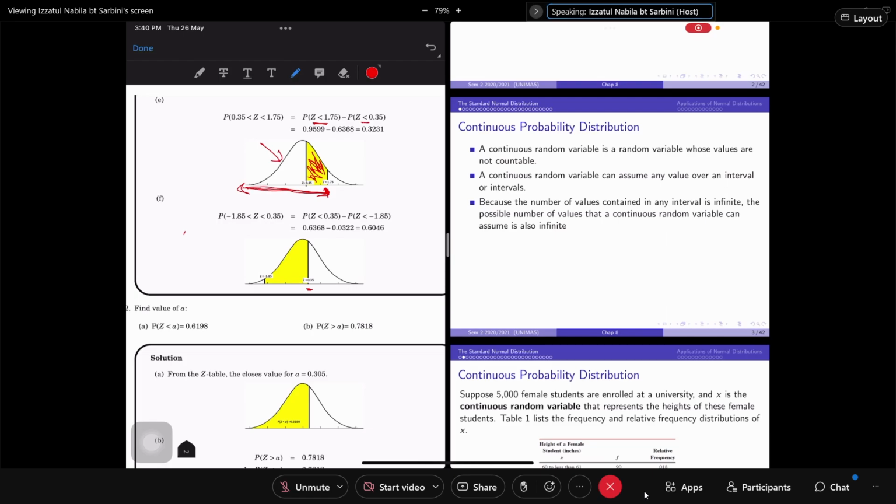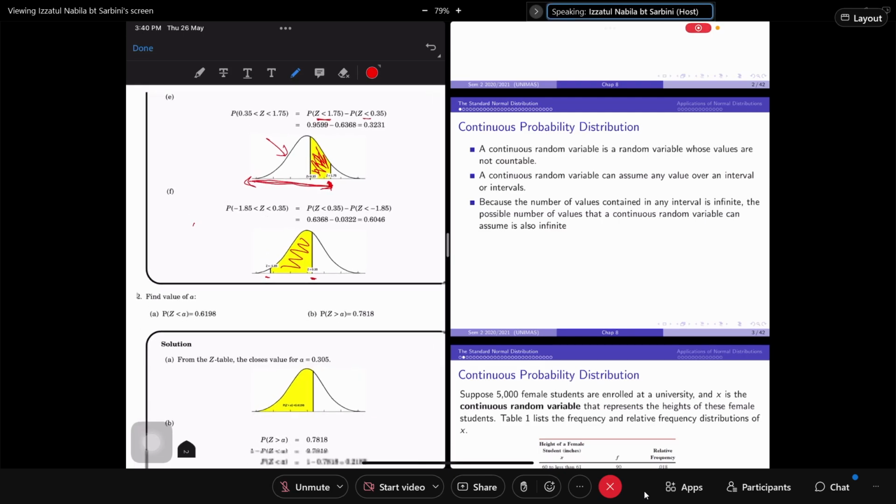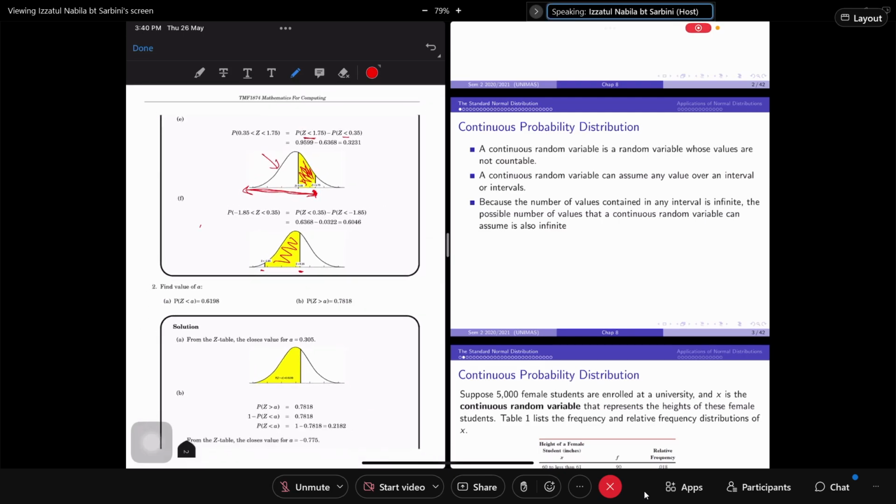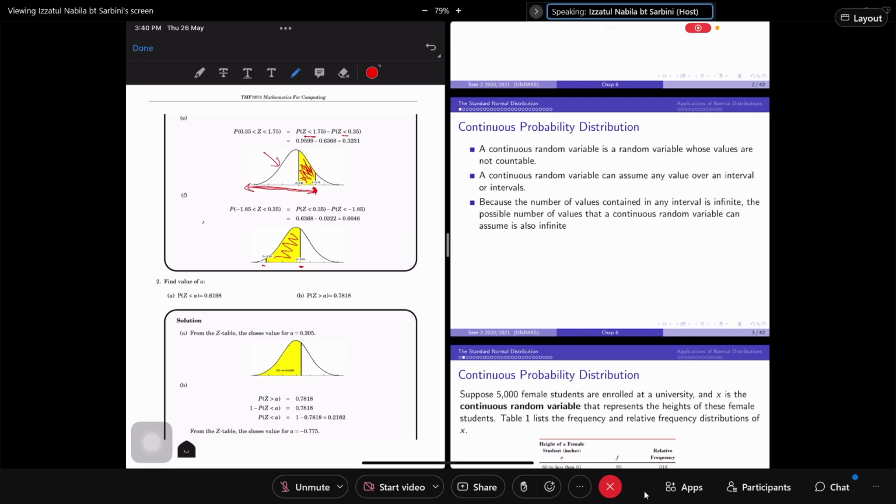0.35 minus 1.85, then you get the yellow area here. Okay, itu semua okay kan? So make sure you know how to look at the table, because yang tu tak boleh ada masalah lagi when you enter chapter 9, chapter 10, chapter 11. Make sure you know how to read the table. Kalau ada problem, you need to ask your friend how to do it, or you can ask me how to look at the table. Okay?